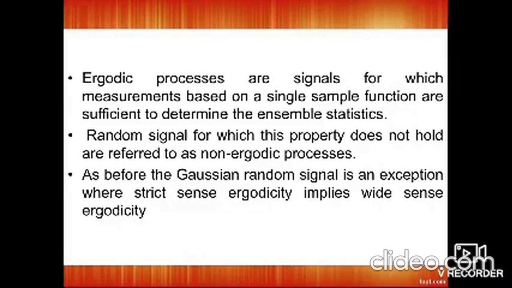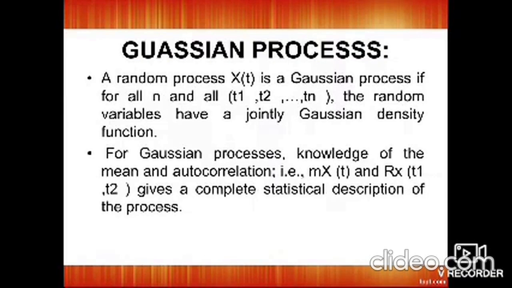It is considered that an ergodic process is always stationary, and a stationary process is not always ergodic, because for a stationary process, ensemble averages are independent of time. That is why we can tell a stationary process is not always ergodic. So a stationary process need not necessarily be ergodic. So, next is the Gaussian process.